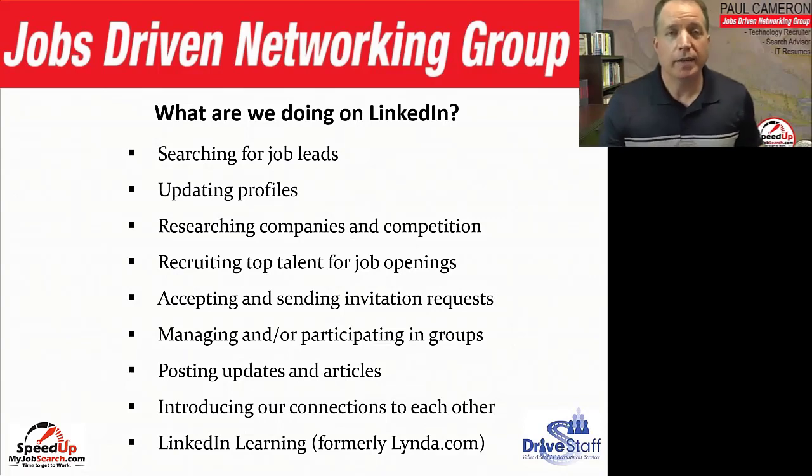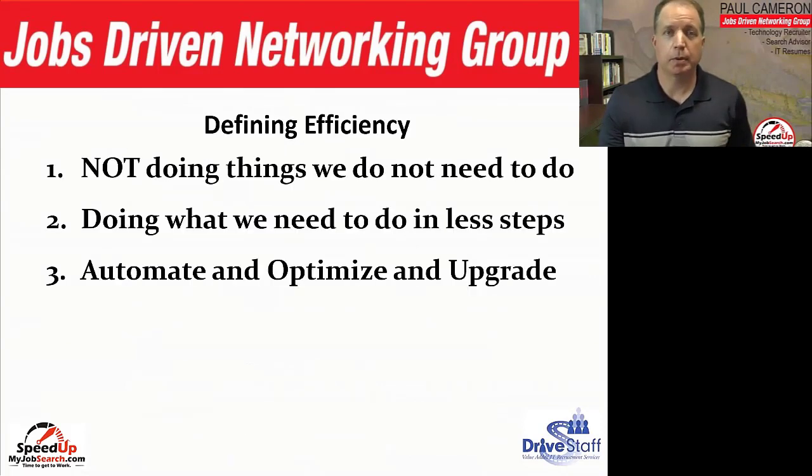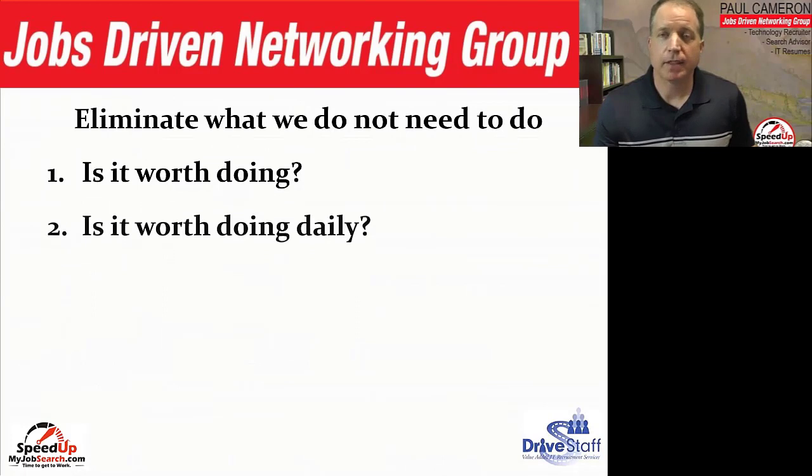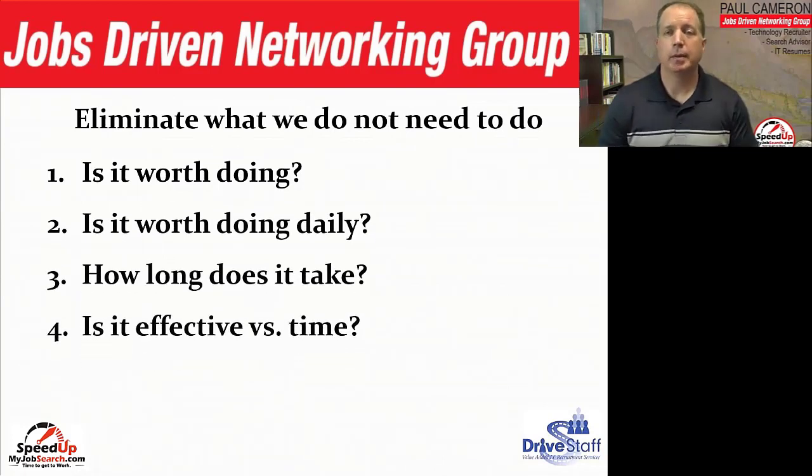So now we need to make sense of this information per those 3 parameters that I was just talking about: not doing the things we don't need to do, doing what we do need to do in fewer steps, and automating and optimizing. How do we eliminate the things that we don't need to do? Well, the first thing is it's important to actually write down all the things that I do on LinkedIn. Come up with your own list. What are you doing on LinkedIn?